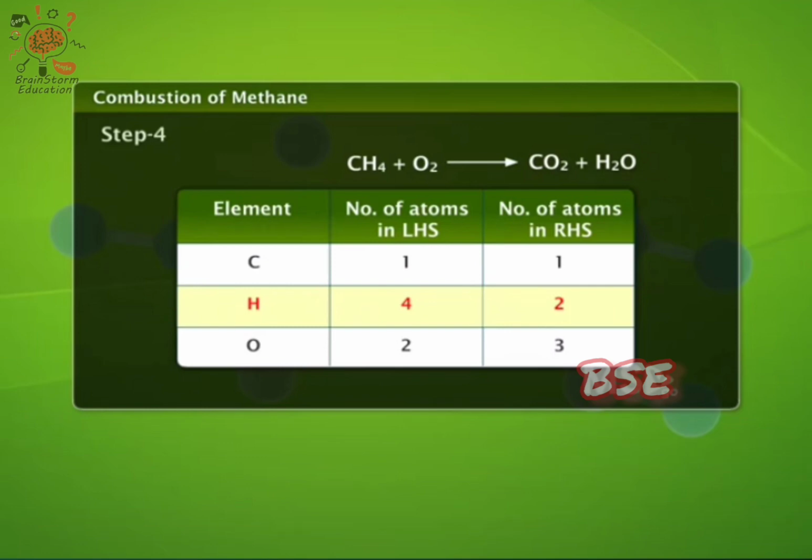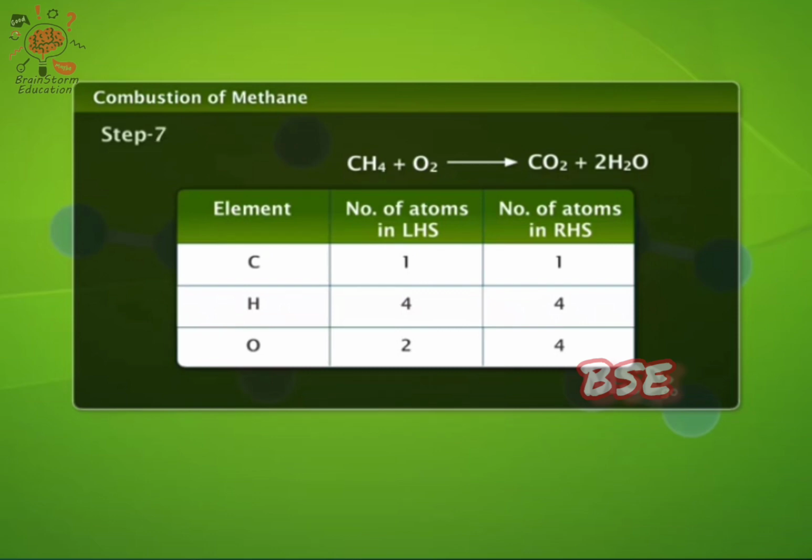Do not give priority to the atom found in more than one compound on either side of the arrow. For example, since oxygen is present in 2 compounds on the right-hand side, we should not give priority to the oxygen atom when balancing. Balance the hydrogen atoms by multiplying by 2 on the right-hand side. Write out the partially balanced equation.